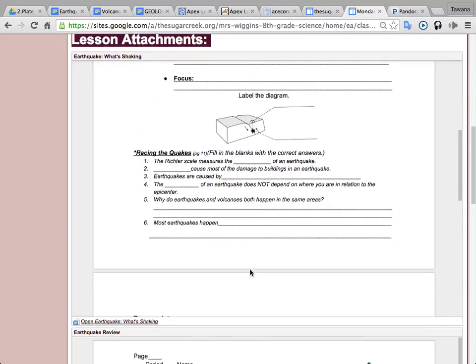All right. The last part, you had to play a little game, but you still need to know this information. I'm going to call out the questions. You call out the answer. You do not need to raise your hand. The Richter scale measures the... Nobody got it? Magnitude. What does the word magnitude mean? Intensity, the strength. So the Richter scale measures the intensity or the strength of the earthquake.